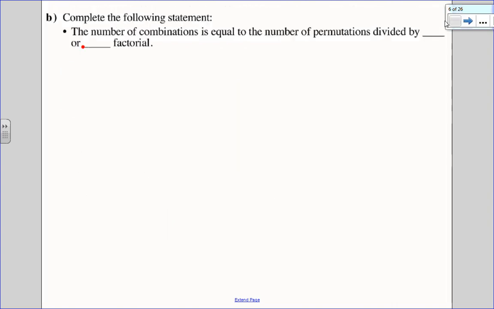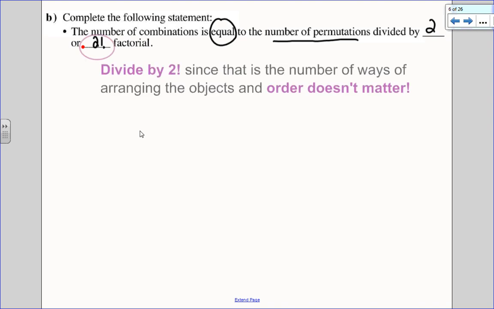So just to recap that, the number of combinations is equal to the number of permutations divided by 2, or 2 factorial. So the reason I did 2 factorial is because the order of the books doesn't matter, and there are 2 factorial ways of selecting 2 books.